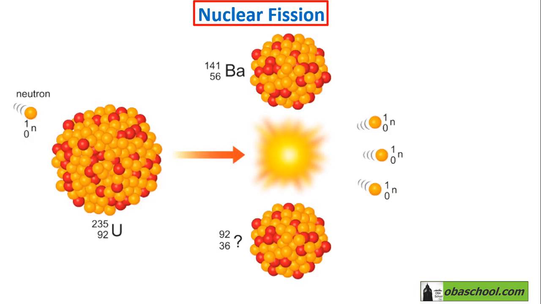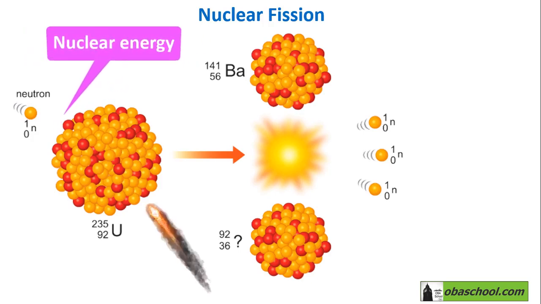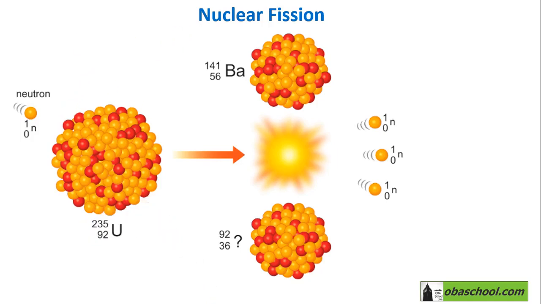Now let's discuss the second idea in this video, which is nuclear fission. Understanding neutrons led to the discovery of nuclear energy. By firing neutrons at a uranium isotope, which is U-92-235, it was discovered that a nucleus can be split.